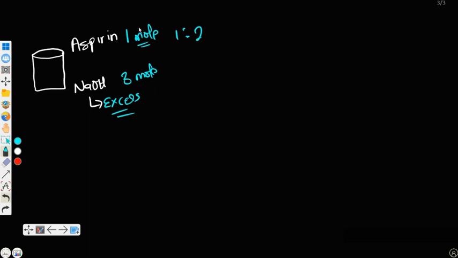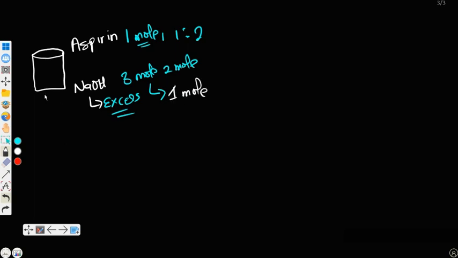So it means for 1 mole of aspirin, we need how many moles of sodium hydroxide? 2 moles of sodium hydroxide. But now you have how many moles of sodium hydroxide? 3 moles of sodium hydroxide. Now let's understand something. The molar ratio is 1:2. 1 is for aspirin, 2 is for sodium hydroxide. But you have 3 moles of sodium hydroxide. It means how many moles of sodium hydroxide is in excess? 1 mole. Are you getting it now?